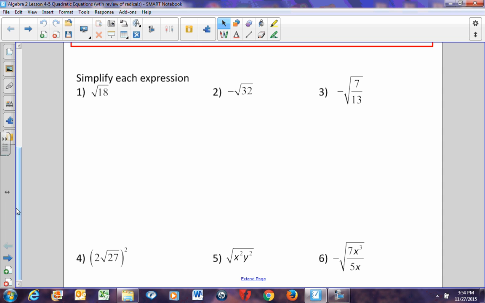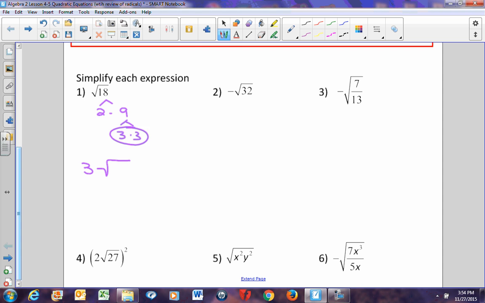So if I have the square root of 18, all I need to do is break this up. 18 breaks down to 2 times 9, and 9 breaks down to 3 times 3. Remember, in order to take something out of the square root, you have to have groups of 2 because it's a square root. So I pair up my numbers so the 3 can come out, the 2 has to stay underneath, so the square root of 18 becomes 3 square roots of 2.